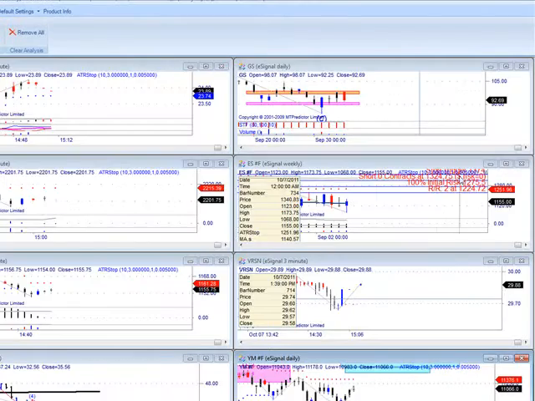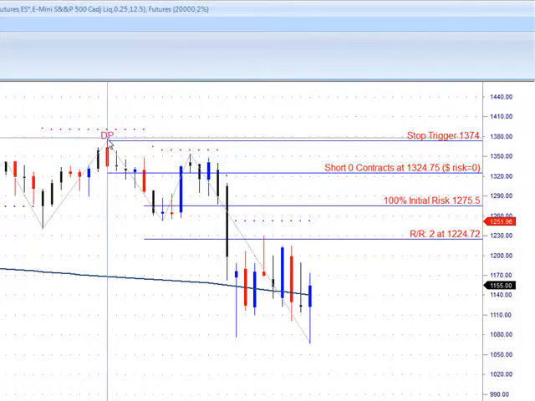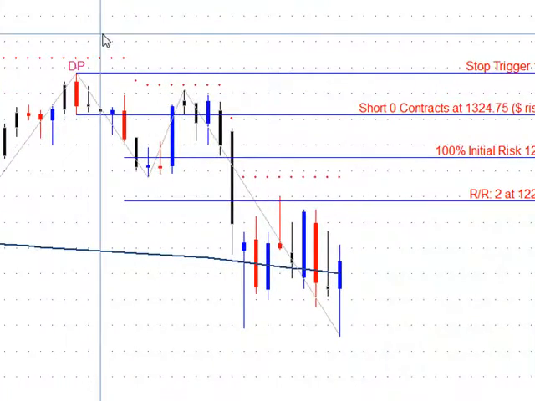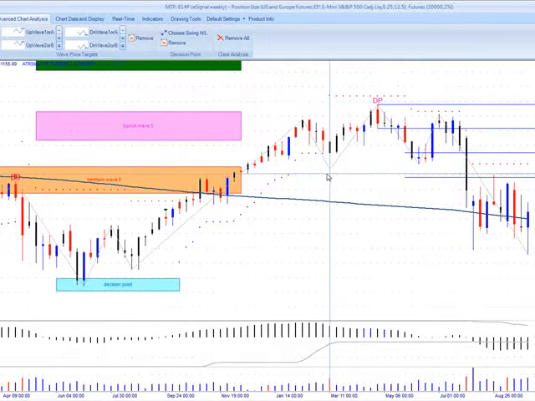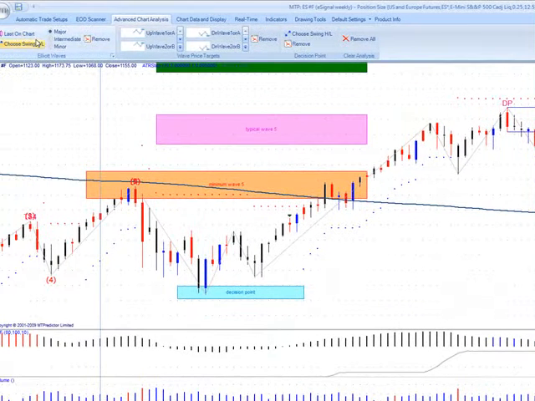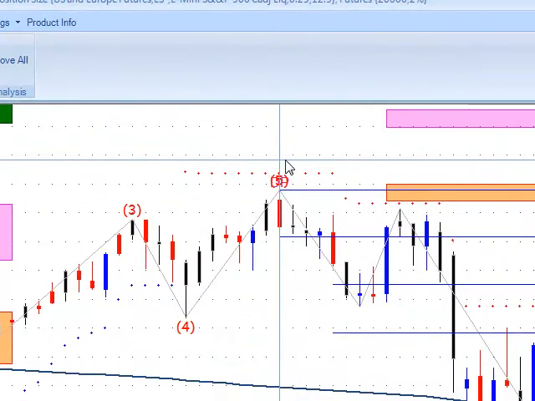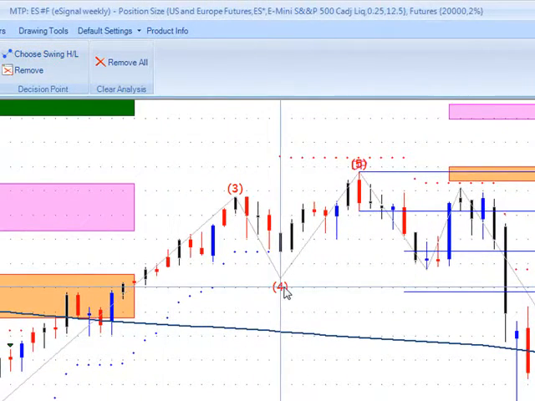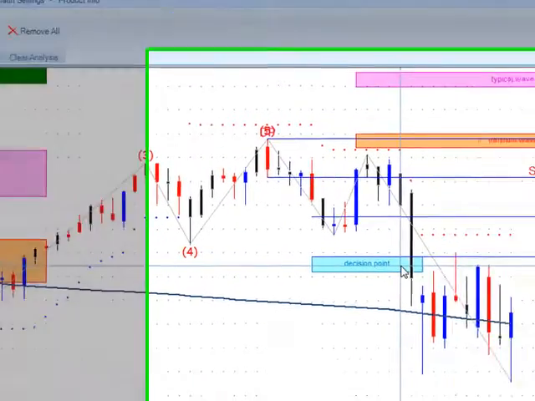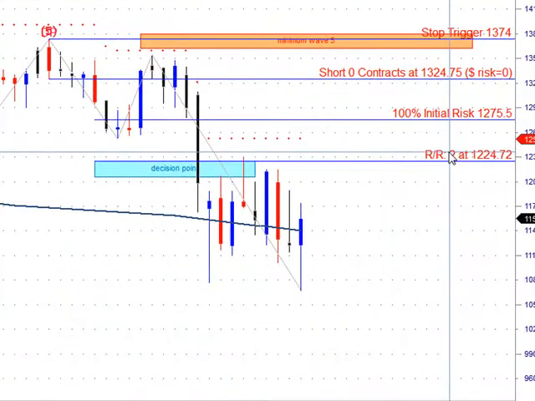So let's look at the weekly S&P, and you can see again our decision point sell signal with the target that was hit. If I put the analysis on the swing high here, you see we had a 5-wave pattern up in the weekly S&P. We corrected back to the wave 4 decision point support area. That's what the target for that trade was.